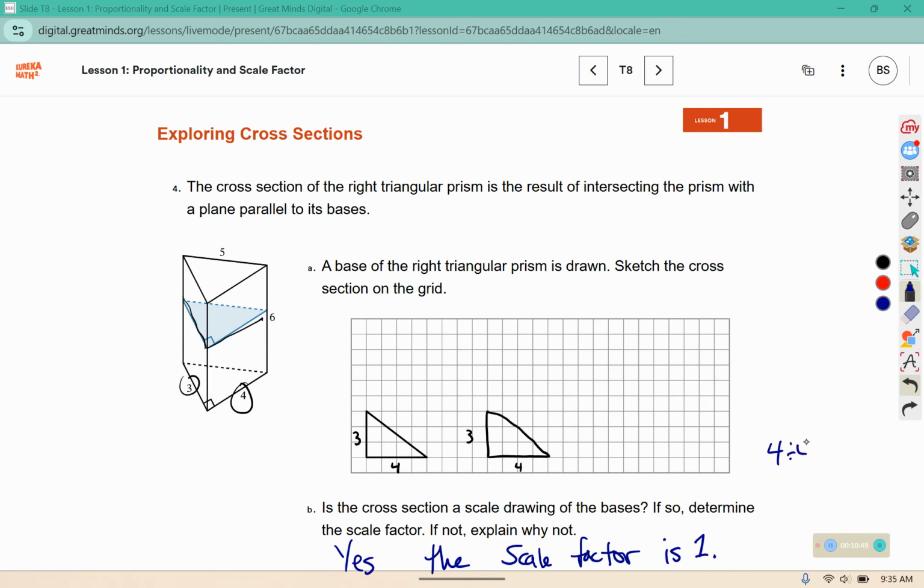Four divided by 4 is 1. 3 divided by 3 is 1. They both came out the same, so it is a scale drawing.